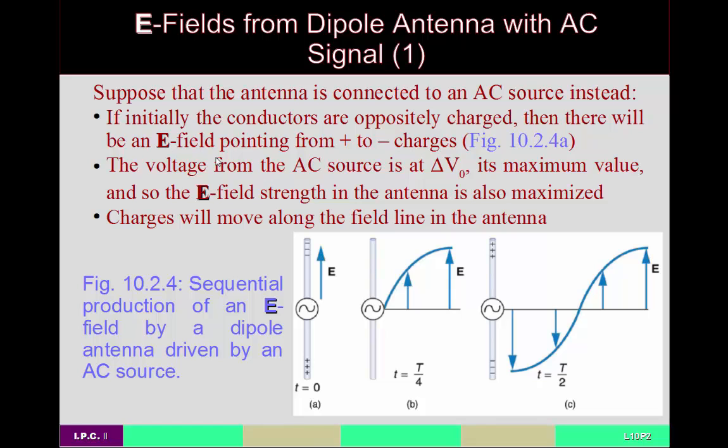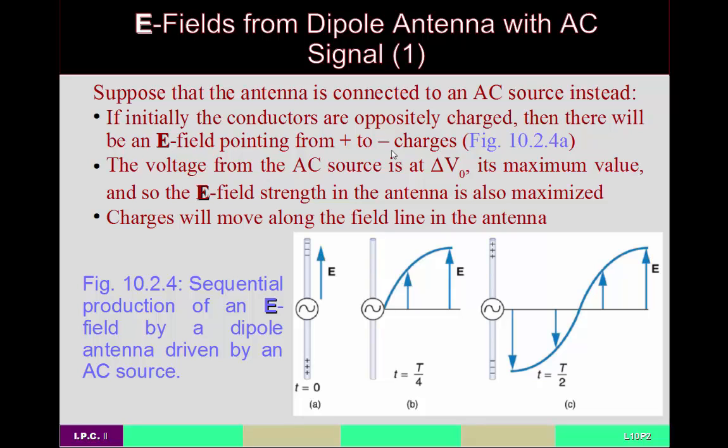So now let's consider what happens if we remove the battery that we had in this previous setup and instead replace it with an AC source. The AC source basically means that initially you might have, for example, the electrons move this way and the positive holes move this way, and then sometime later they will switch. So the current basically flows back and forth sinusoidally.